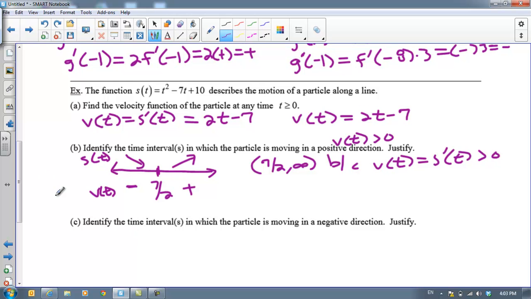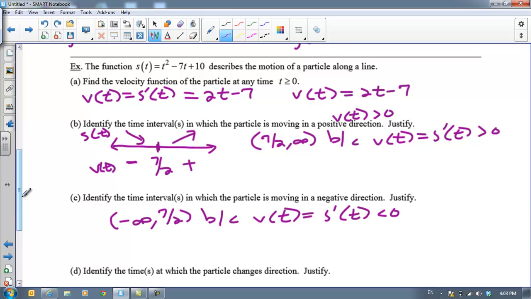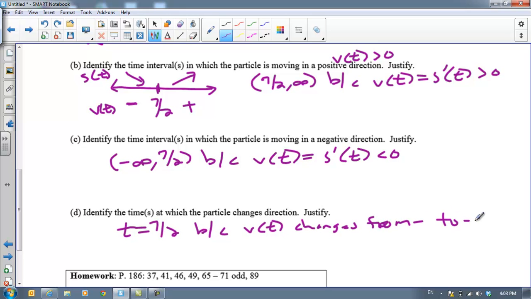Part C says identify the time intervals in which the particle is moving in a negative direction. Well, I have all of that information up here, so I'm going to say that is from negative infinity to 7/2, because v of t, which is equal to s prime of t, is negative on that interval. And then the time at which the particle changes direction, that's going to happen at t equals 7/2, because v of t changes from positive to negative there. Actually, if we're reading left to right, it changes from negative to positive.